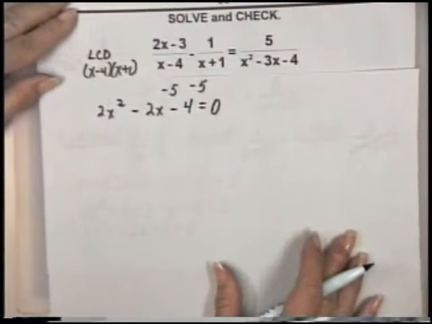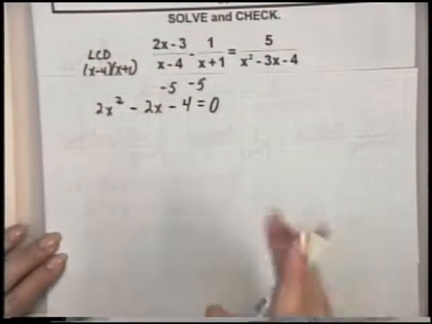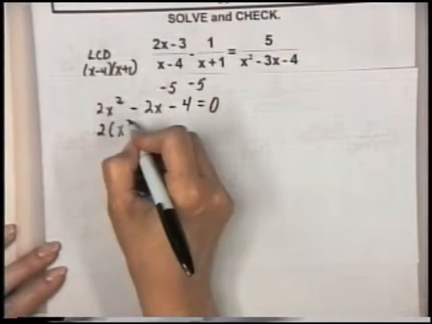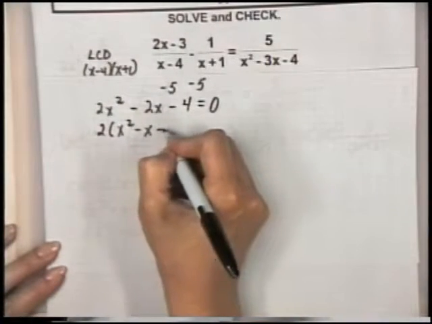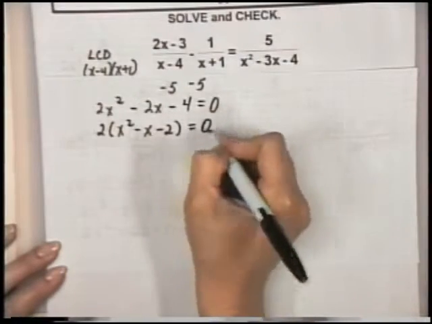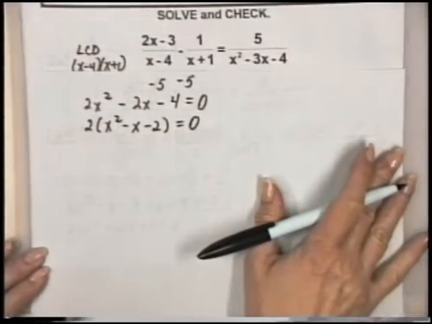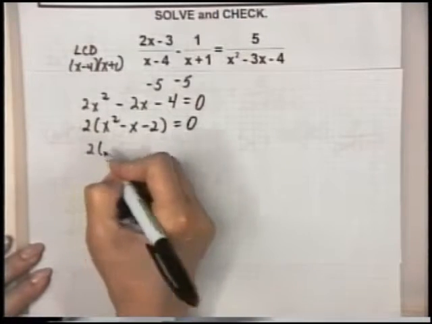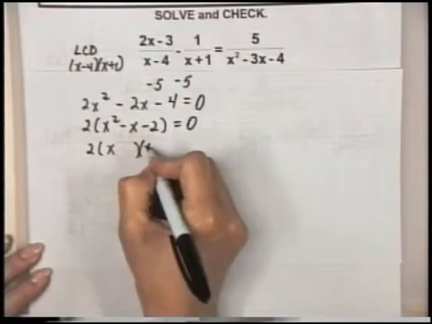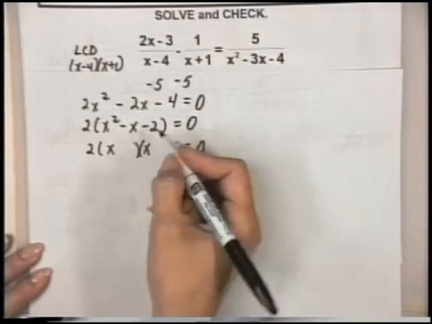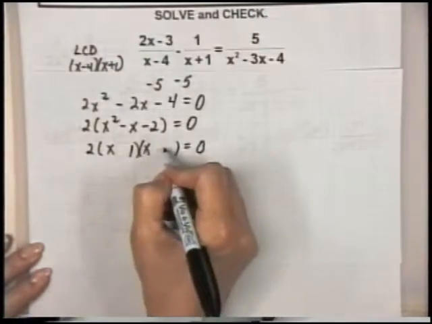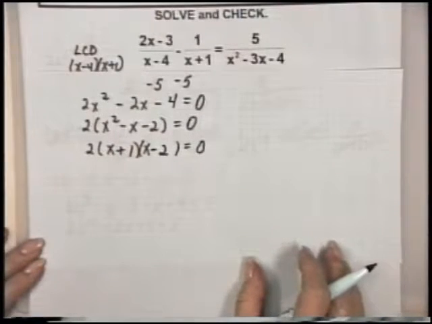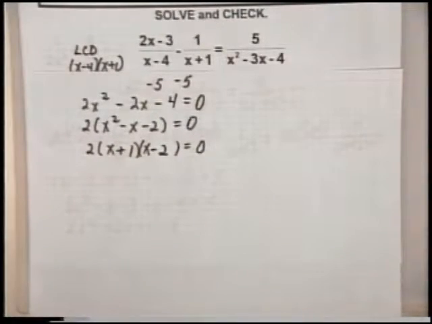Now let's see if we can factor this quadratic equation. First I will common factor a 2 out. I am left with x squared minus x minus 2 equals 0. I will now factor my trinomial. My trinomial will factor, let's see, I need a 1 and a 2. My 2 needs to be negative and my 1 needs to be positive.